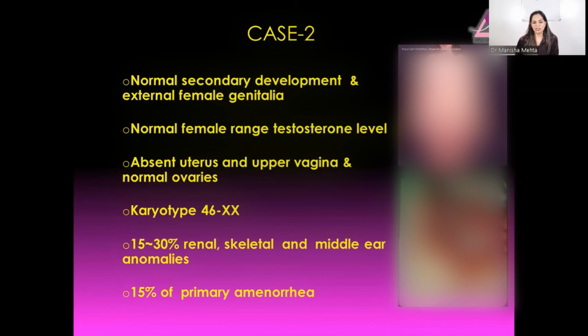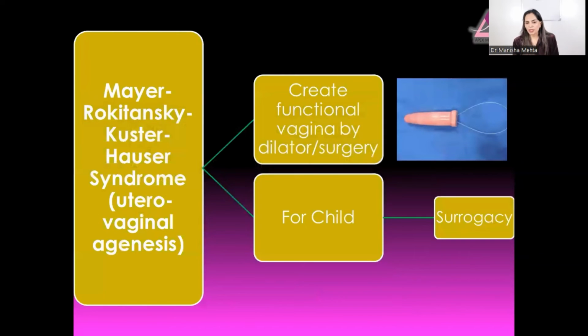15% of patients of primary amenorrhea are Rokitansky syndrome. So if 100 patients of primary amenorrhea report to me in the coming year, 15 of them are Rokitansky syndrome. So I don't want you to miss on it. Okay. So now what to do?